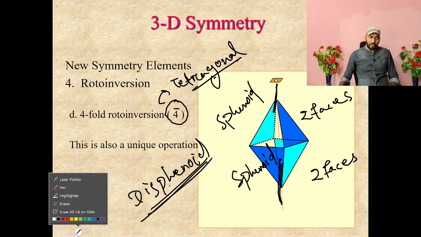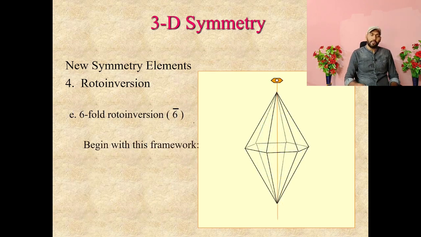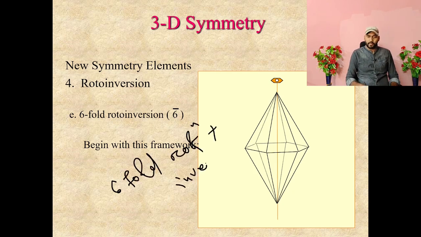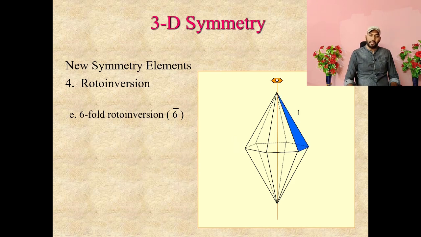Okay, now we will go to 6 bar. The next one is 6 bar, which means six-fold rotation plus inversion. Six-fold rotation means in 360 degrees we have 6 faces. That means after each 60-degree rotation we should have one symmetric face. But here we are not operating with rotation alone, we are operating with rotation plus inversion. That means you have to rotate 60 degrees and then invert.